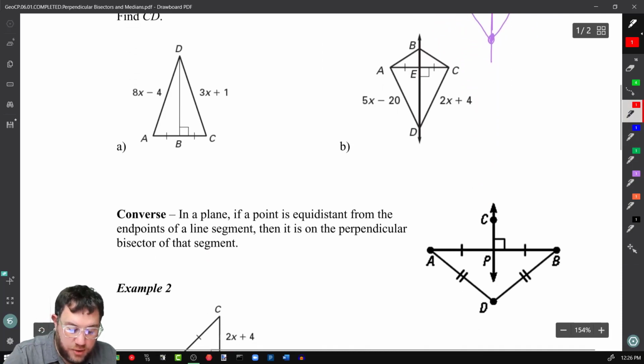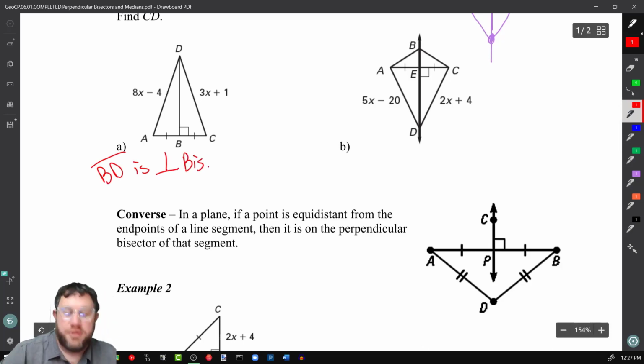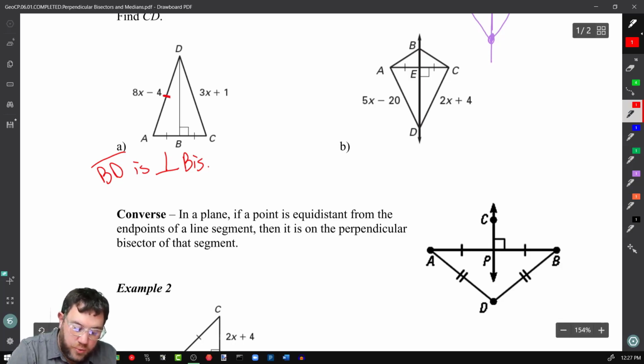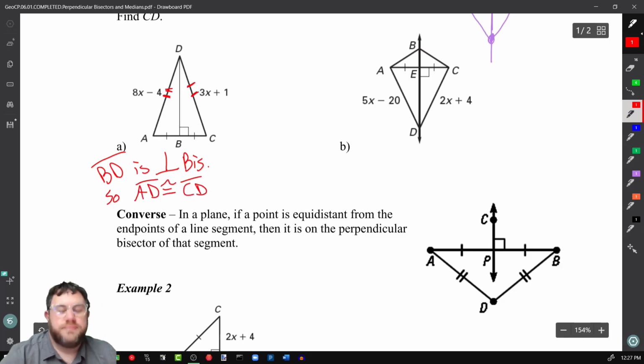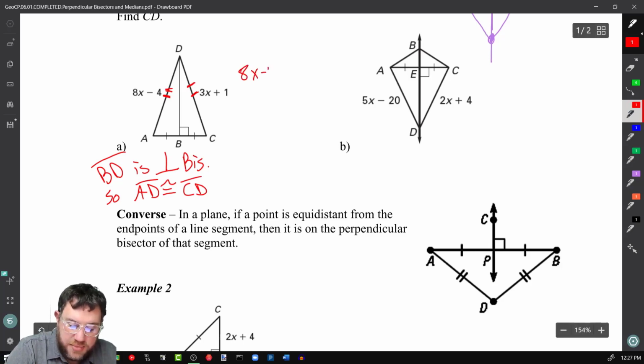So if we know that BD is a perpendicular bisector, and I just abbreviate that, upside down T is the symbol for perpendicular, remember that, and then BIS for bisector. So if that's a bisector, we know that AD is going to be congruent to CD. And what do we do with congruent things? We set them equal to each other. So 8x minus 4 equals 3x plus 1.